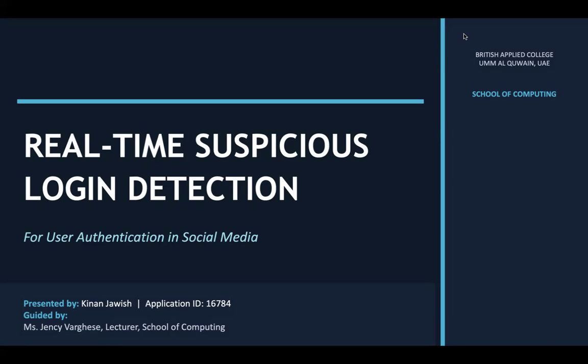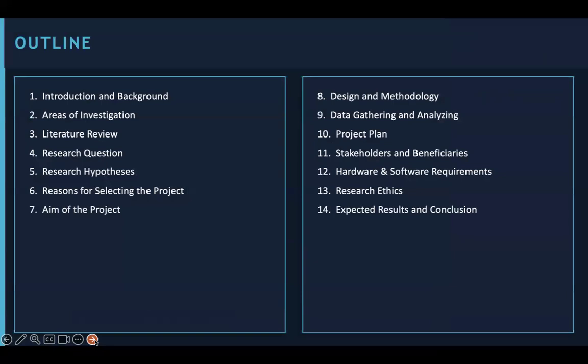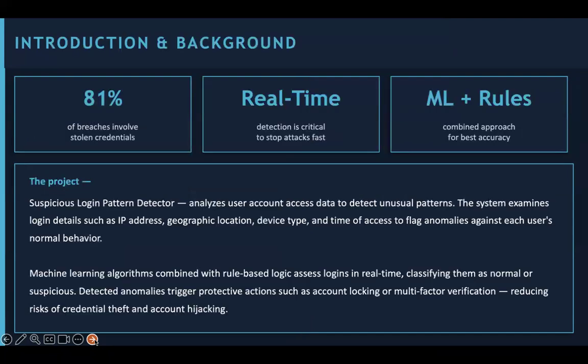Before anything, let's start with the things that I'm going to explain here. In the introduction and background, I'll be talking about the areas of investigation, literature reviews, research questions, research hypotheses, the reasons for selecting the project, and the aim of the project, from the introduction until the conclusion and the expected results. So let's go with the first thing, the introduction.